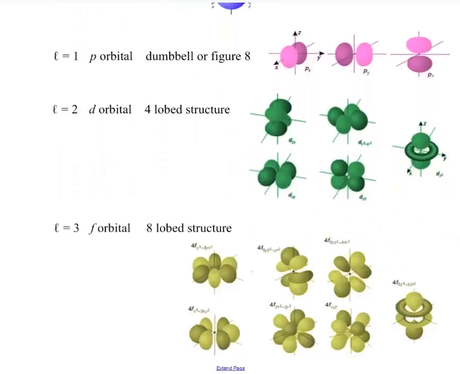For l equals 3, now we have the f orbital. Again, we've doubled the number of lobes, so f orbitals, for the most part, are 8-lobed structures. The equations you see by each of these are essentially Schrödinger equations that give you the mathematical way to create these orbital shapes. We're not going to worry so much about it. Knowing what the shape looks like for each of the orbitals is probably a good thing, though.